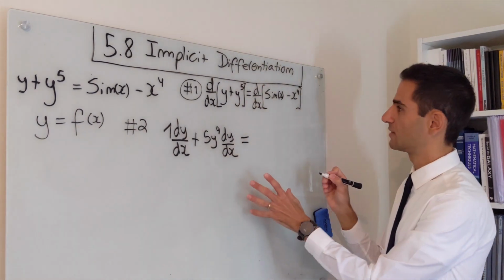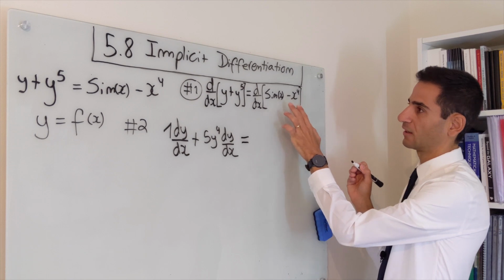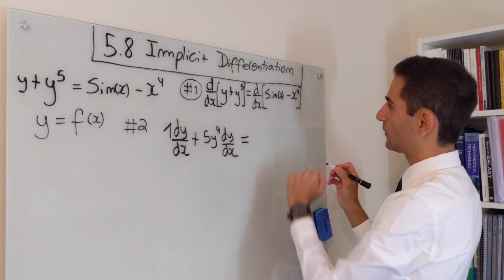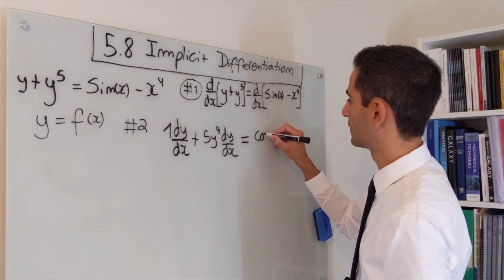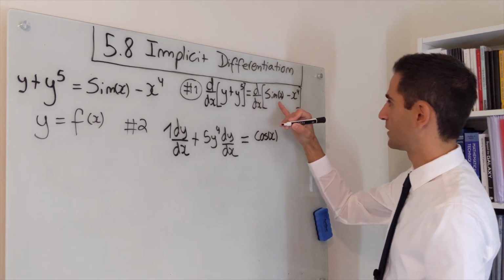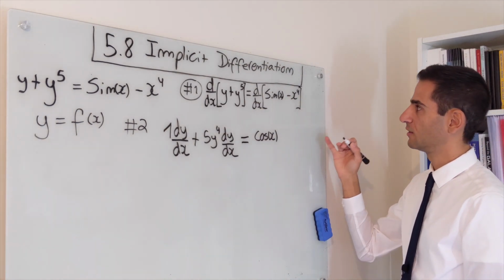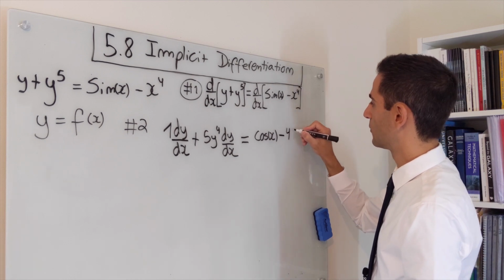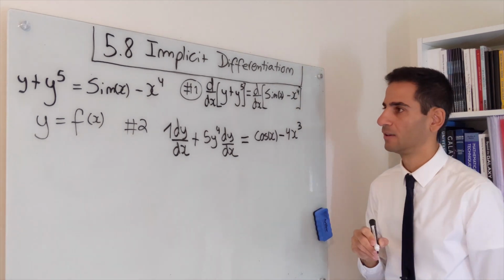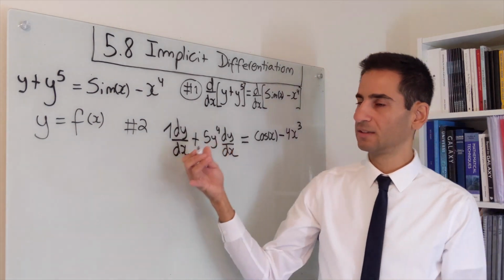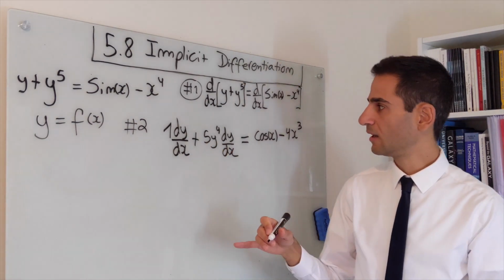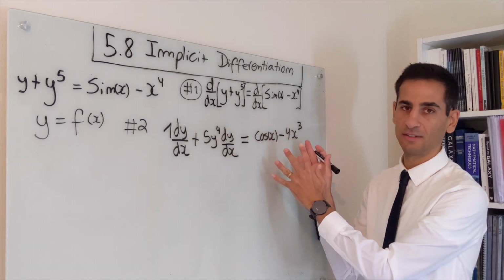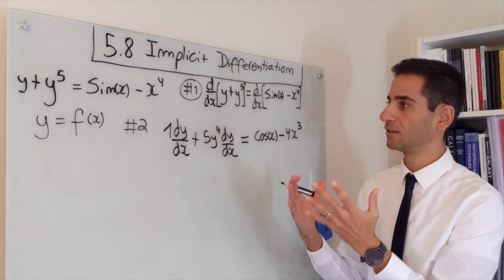And on the right-hand side, we have terms that only depend on x, which means we will not be using chain rule. And the derivative of sine x is cos x. In this case, we're just using the subtraction rule and also the power rule. This means we get minus 4x to the power of 3. Typically, the next steps that you need to take include grouping the dy dx terms and then sending everything to the other side so that you can find your answer.